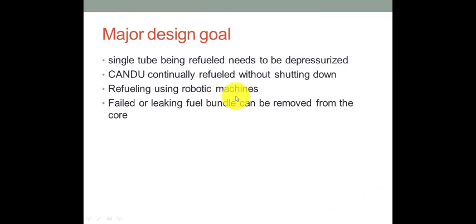If we summarize the major advantages of this special design, we can highlight some points. Only the single tube being refueled needs to be depressurized in the CANDU reactor, whereas in other reactors the whole assembly should be opened. CANDU is continuously refueled without shutting down. In other reactors, shutting down is required for refueling. Refueling using robotic machines is done in the CANDU reactor, whereas in other cases manual refueling is done. Failed or leaking fuel bundles can be removed from the core easily in CANDU reactors.